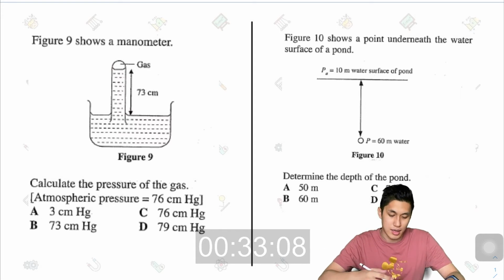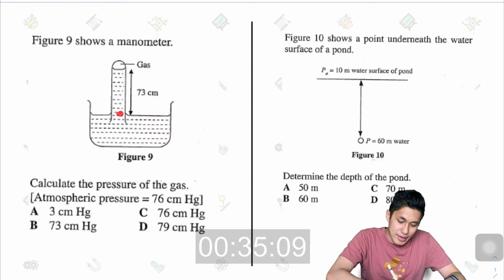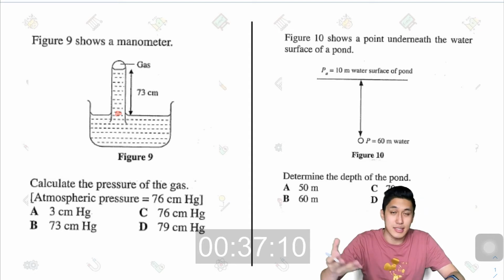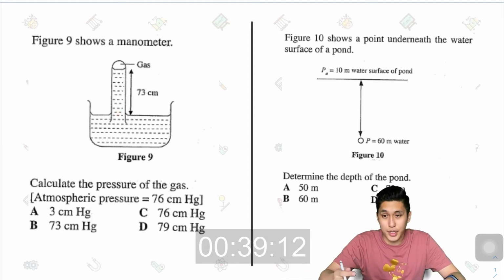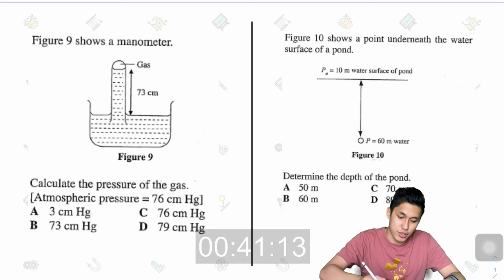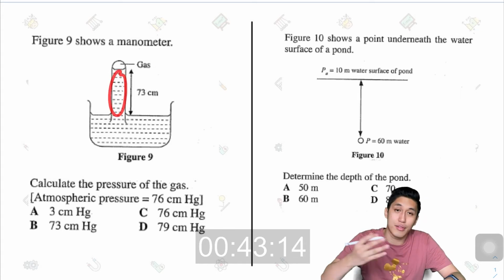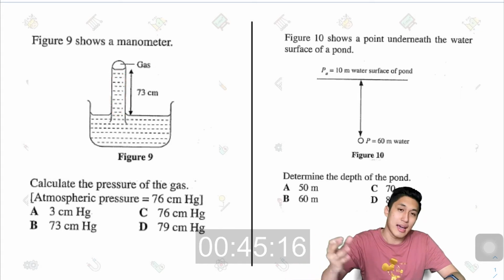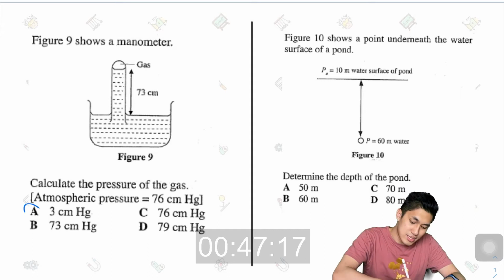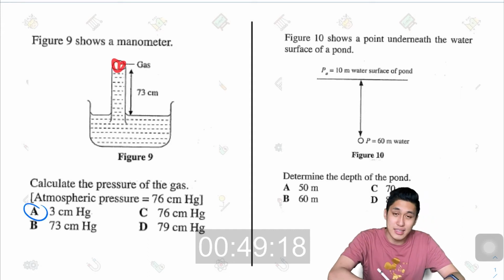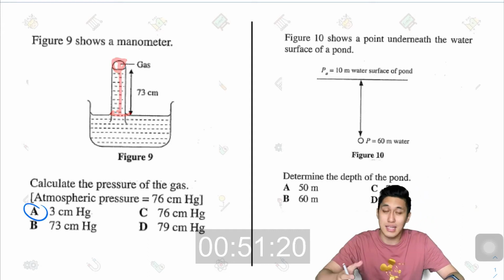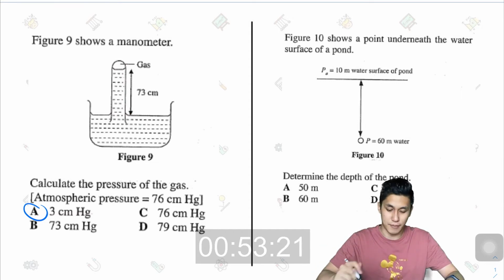Either way, I know that this point needs to experience 76 cm mercury's worth of pressure. So in order to get that, I have my 73 cm of actual mercury, and I need another 3 cm of mercury from the gas in order to get 76 cm of mercury worth of pressure.